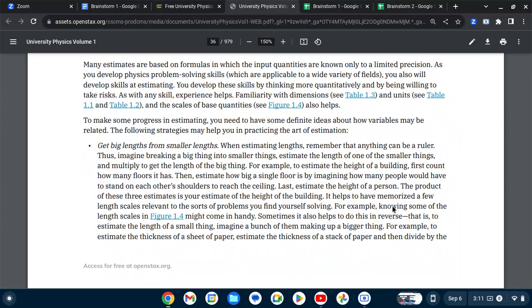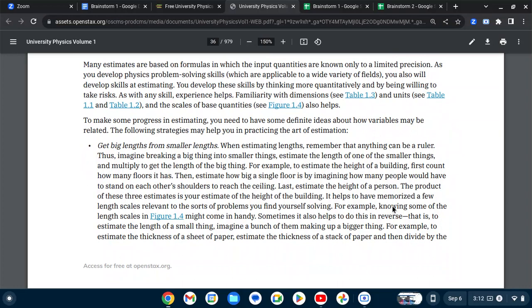Get big lengths from smaller lengths. When estimating lengths, remember that anything can be a ruler. Thus imagine breaking a big thing into smaller things. Estimate the length of one of the smaller things and multiply to get the length of the big thing. For example, to estimate the height of a building, first count how many floors it has. Then estimate how big a single floor is by imagining how many people would have to stand on each other's shoulders to reach the ceiling. Last, estimate the height of a person. The product of these three estimates is your estimate of the height of the building.